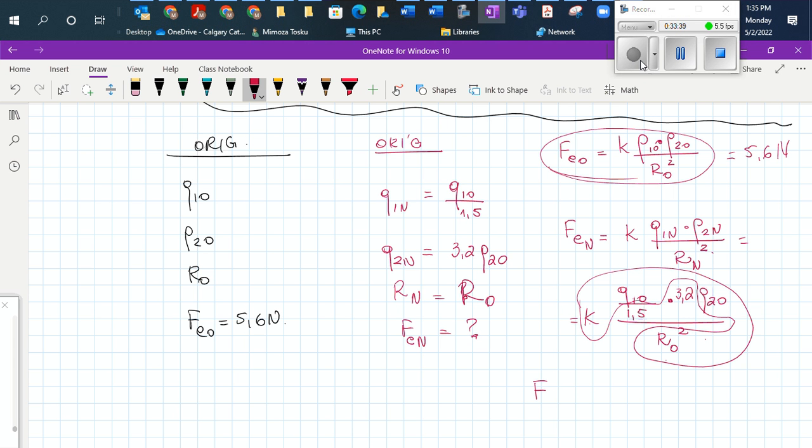And then as a leftover, after you take away K, Q1, Q2, and R squared, you will have a new electrostatic force as 3.2 over 1.5 times the original, which is given to be 1.5 times 5.6. So the new electrostatic force will be whatever is the result of 3.2 divided by 1.5 times 5.6, and will be 11.95 newtons.